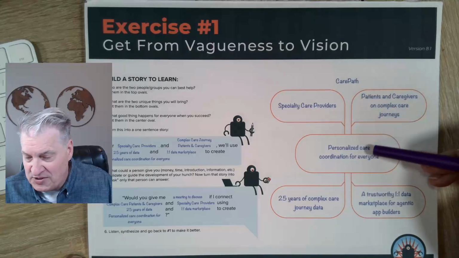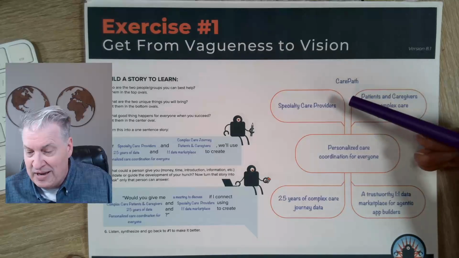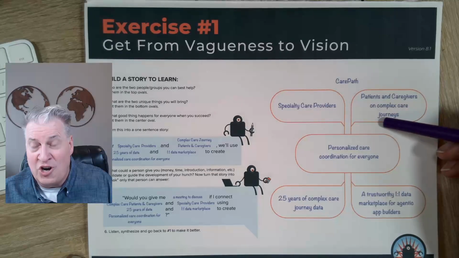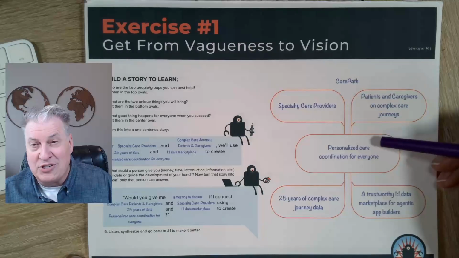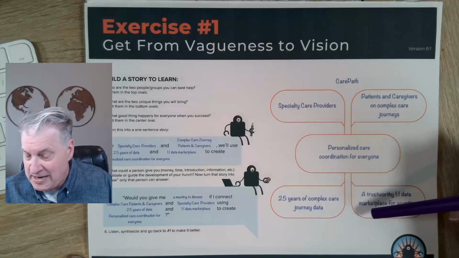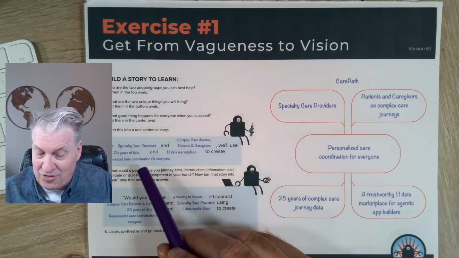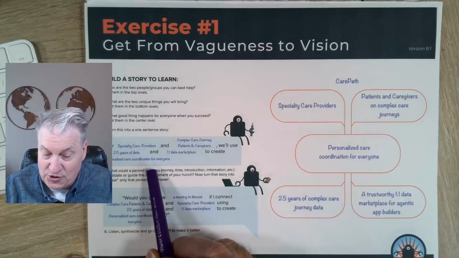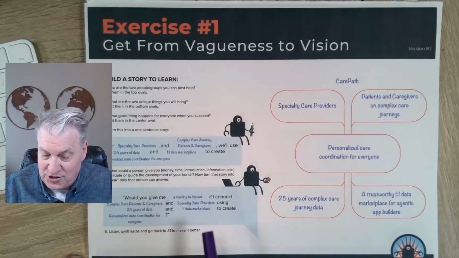And why are they doing this? Because they think that there's going to be this personalized care coordination opportunity for everybody, that we can go from this fairly clunky way of using an EHR to serve people to really get to personalized care that really serves the patients better and ultimately serves the providers better because the providers are demonstrating better value. So that's what they come up with, and if you recall, we just turned this into a Mad Lib, and so we said, so for specialty care providers, complex care journey patients, and caregivers, we're going to use 25 years of data, this one-to-one data marketplace to create personalized care coordination for everyone.